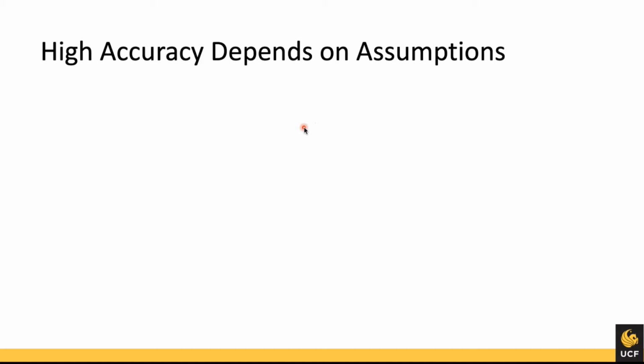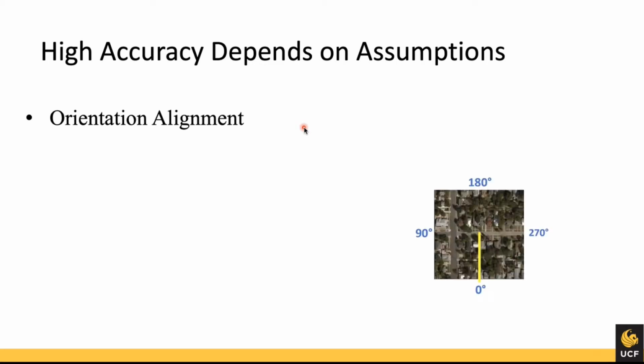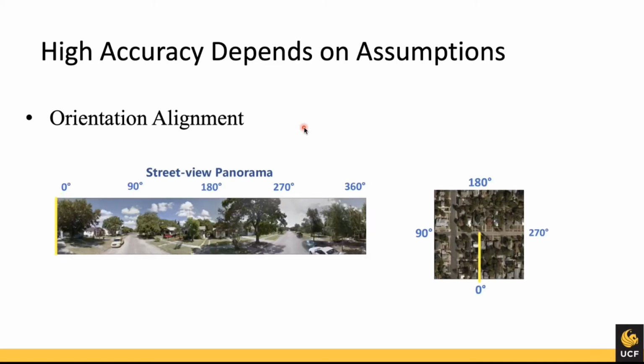So the recent cross-view image geolocalization methods are able to achieve high accuracy, but the high accuracy actually depends on several assumptions. One assumption is the orientation alignment. That is to say, in the training and testing datasets, the images are well aligned in terms of orientation.